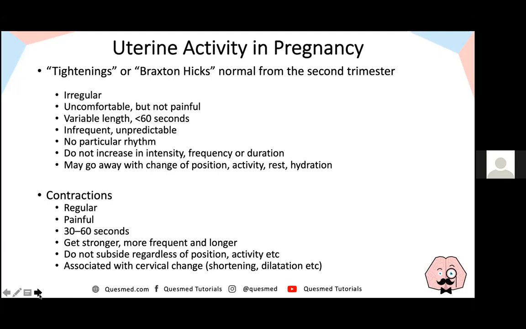In contrast, contractions are usually regular, they are painful, they're lasting 30 to 60 seconds, and they're getting stronger, more frequent and longer. And characteristically, they will not stop regardless of position or walking about or things like that. And obviously in labour, contractions are associated with a change in the cervix.